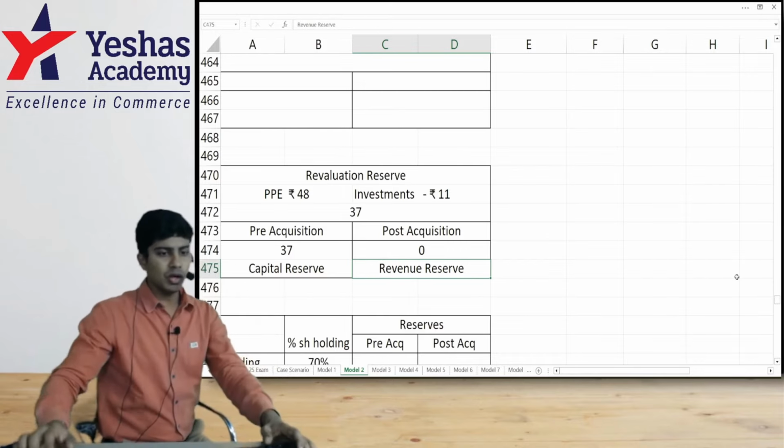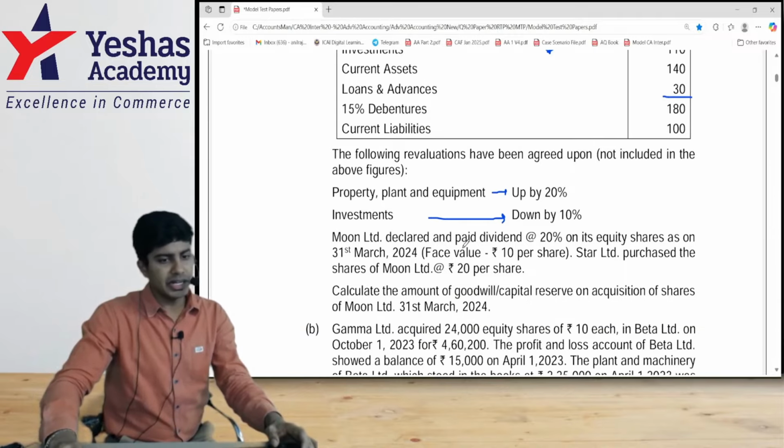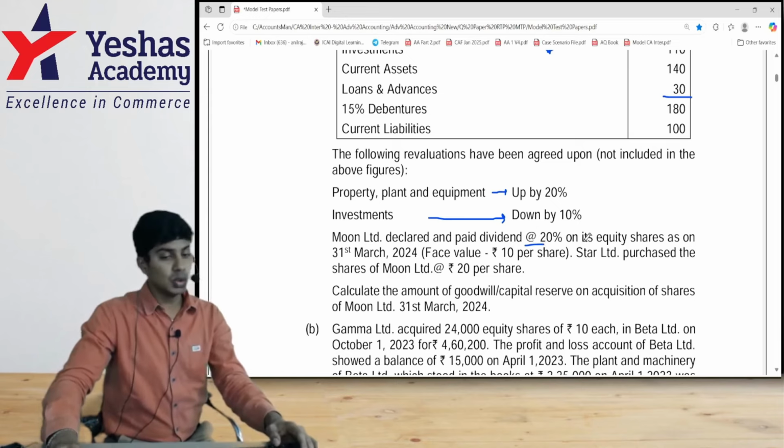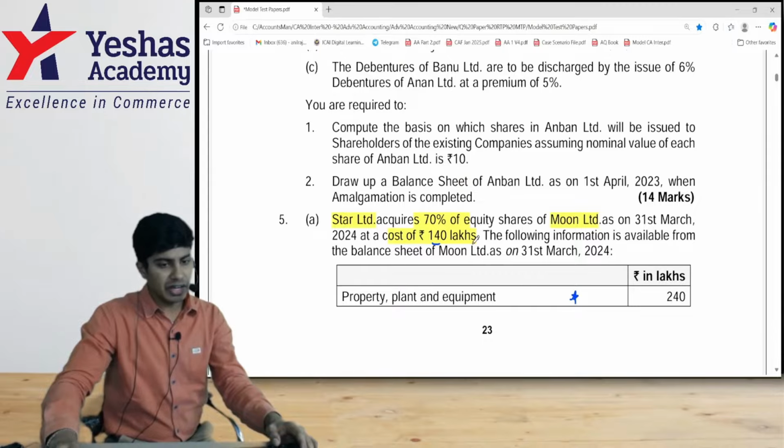Got it? What do we have after this revaluation reserve adjustment? Then Moon Limited declared and paid dividend at 20%. Moon is the subsidiary. The subsidiary has paid dividend of how much? 20% on its equity shares. So this is paid for the year ended 31st of March 2024. When did we acquire their shares? We acquired their shares on 31st of March.